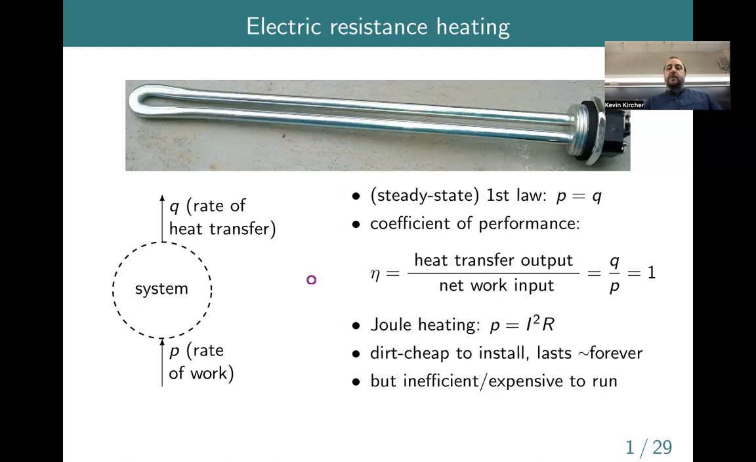Okay, and so this stuff is an old technology, basically as old as people understanding how electricity works. It is dirt cheap to install and approximately lasts forever. So you can find heating elements that were installed 80 years ago and that are still working just fine, essentially because it's just a big hunk of metal. But it's quite inefficient, at least compared to another electric heating technology called heat pumps, which we'll discuss next. So it's quite inefficient, and therefore the electricity cost to actually run the thing can be fairly high.